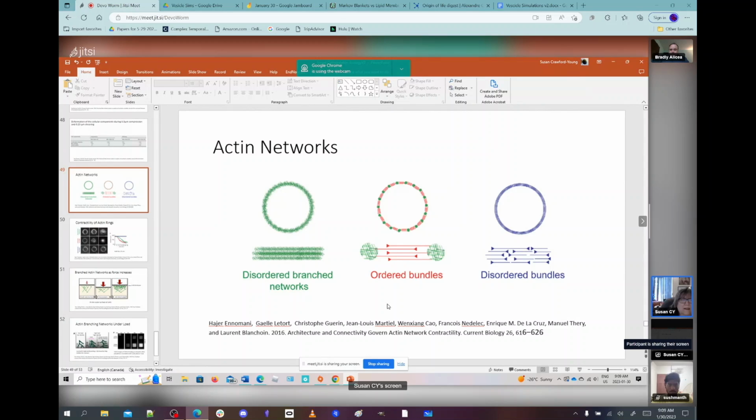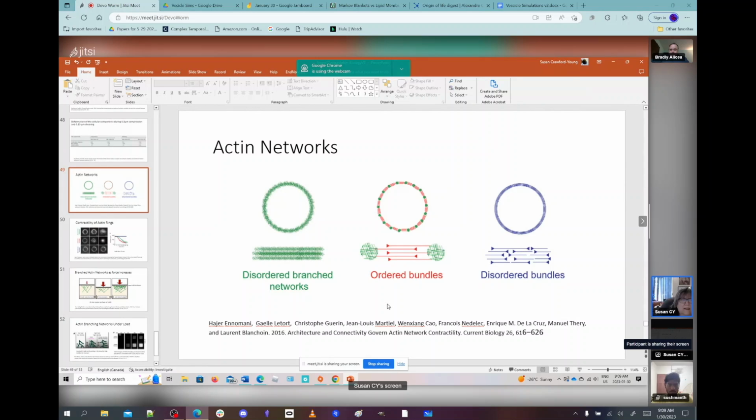if cells are under low force, they tend to do this. And as the force increases, the angle between the actin changes, and it also tends to grow a whole bunch of actin bundles at the surface if you have it under high force.